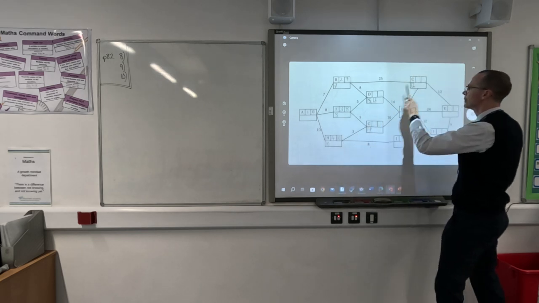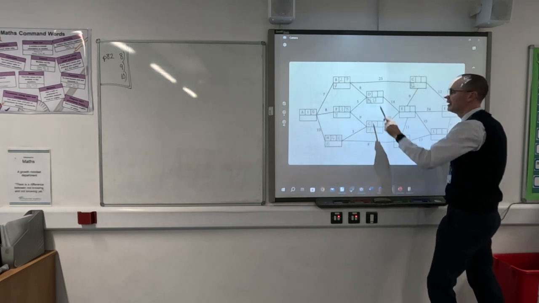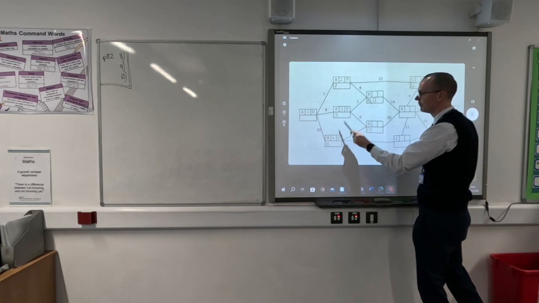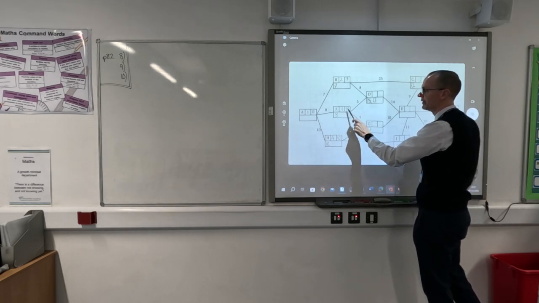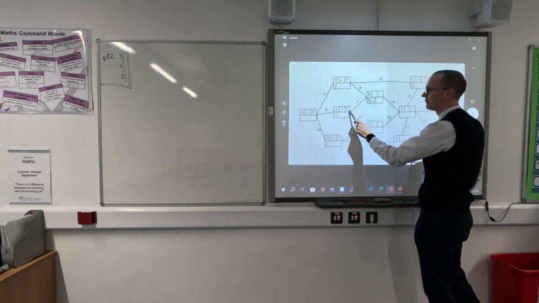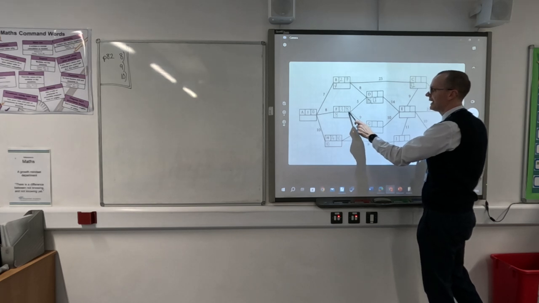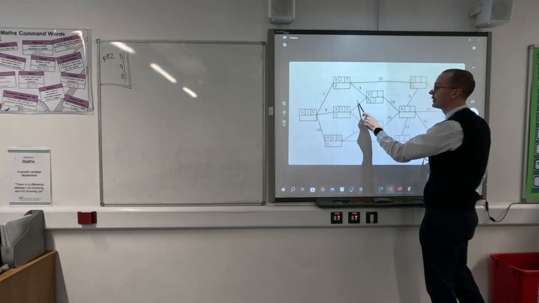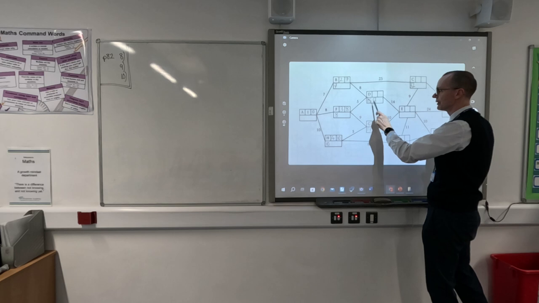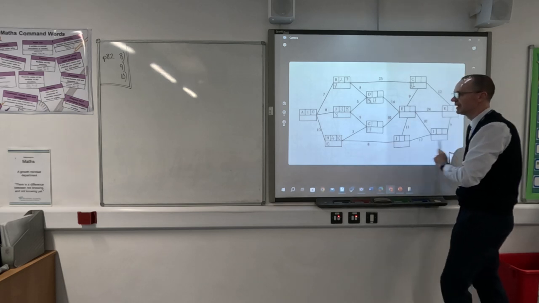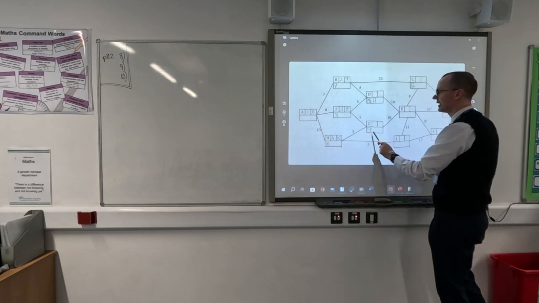So I don't just choose from the 2 that lead from B, I choose the shortest from any of them, which was why that was the third one. So the shortest distance there is 8. So from there, 8 plus 5 is 13, which trumps the 15. So I cross out the 15 and put 13. 8 plus 9 is 17.